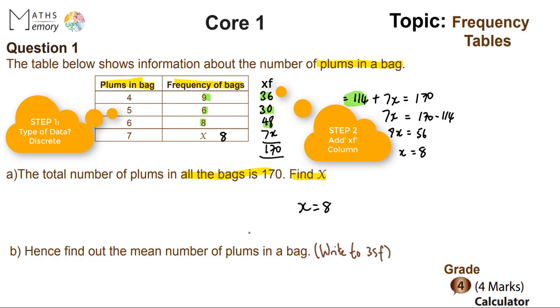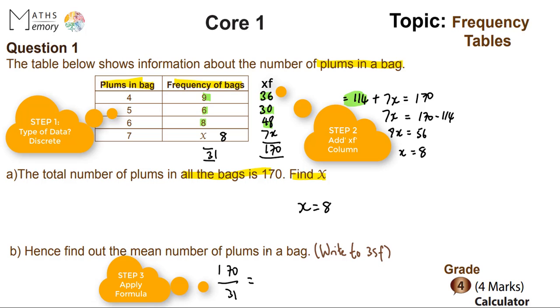Hence, find the mean number of plums in a bag. If there are 170 plums altogether, let's see how many bags there are. 9 plus 6 is 15. 15 plus 8 is 23. 23 plus 8 is 31. There are 31 bags. All these 31 bags contain 170 plums. If all 31 bags contain 170 plums, one bag has got to be 170 over 31.